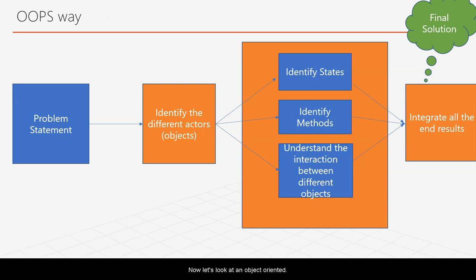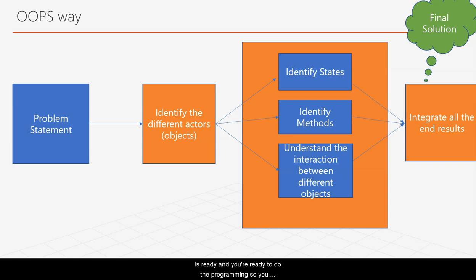Now let's look at an object-oriented way. In an object-oriented way, first is to look at the different objects which are there in the real world in that particular problem. So first is to identify the different objects. And next is to identify how these objects interact with each other. What are the states of these objects? What are the methods of these objects? First identify that. And once how each object interacts with each other is done, that's when your design is ready and you're ready to do the programming.